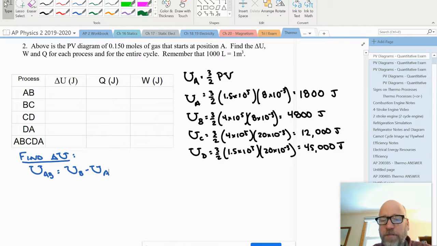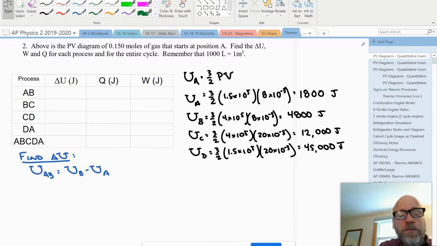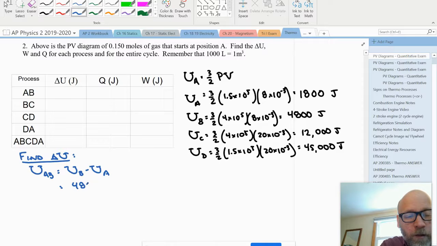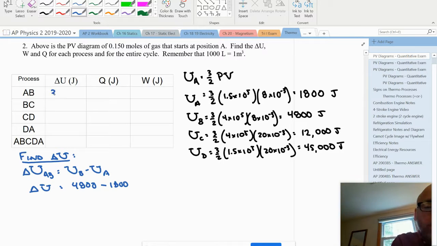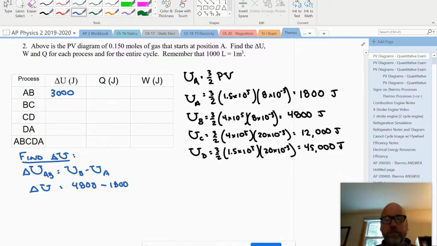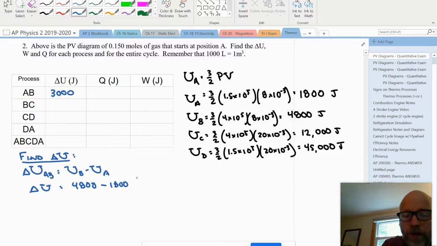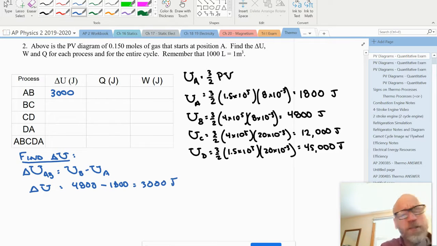So here it is. I calculated U at A, B, C, and D easily enough. Then to find the change in the internal energy, I just need to find the difference. I wrote it out because I get nervous about the signs. As the song tells us, it's all about the signs. So I'm going to have 4,800 joules at B. At A, it was 1,800 joules. So the change in the internal energy from A to B is going to be 3,000 joules. Yeah? Are you good with that? Of course you are. It's too easy.